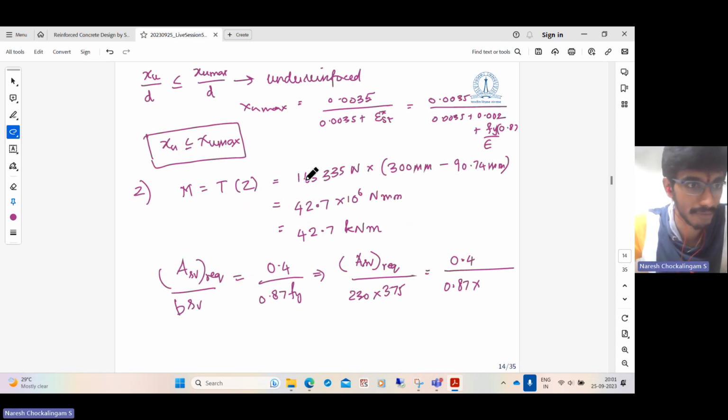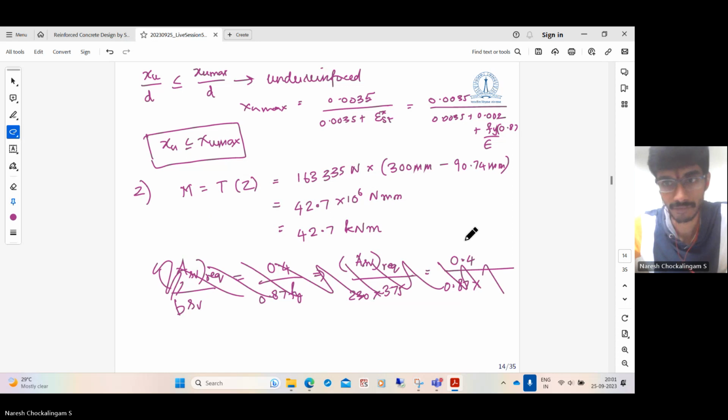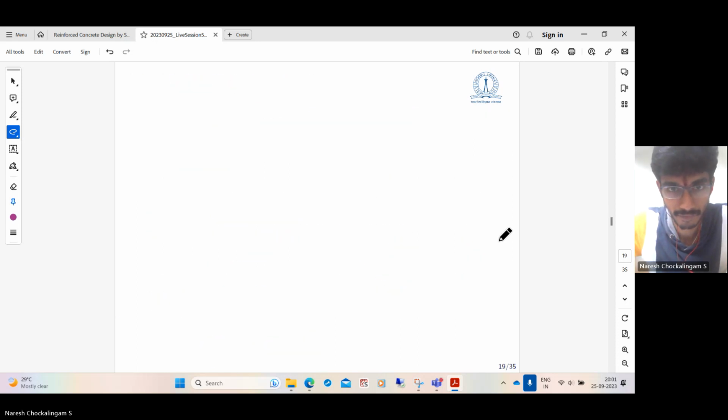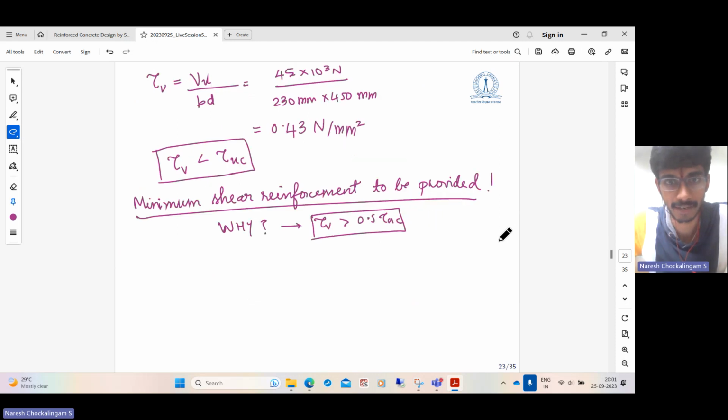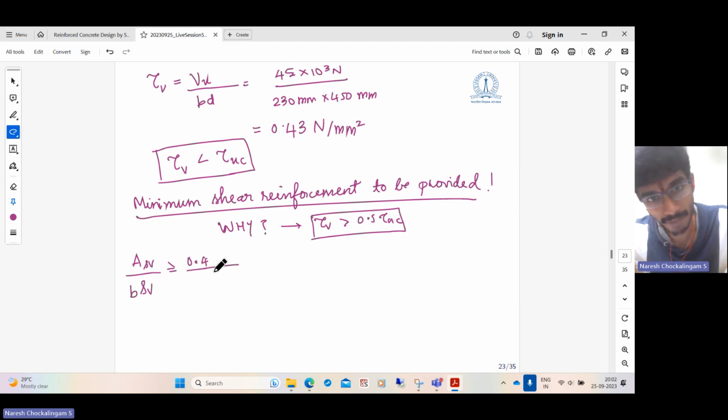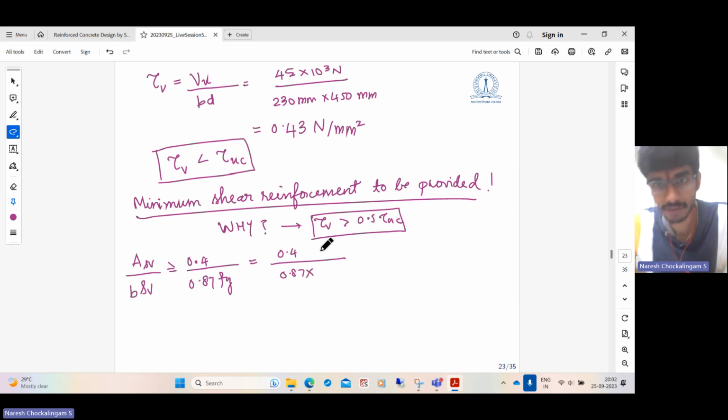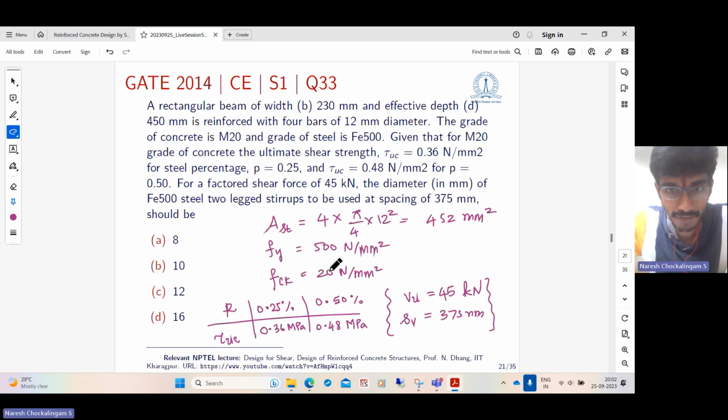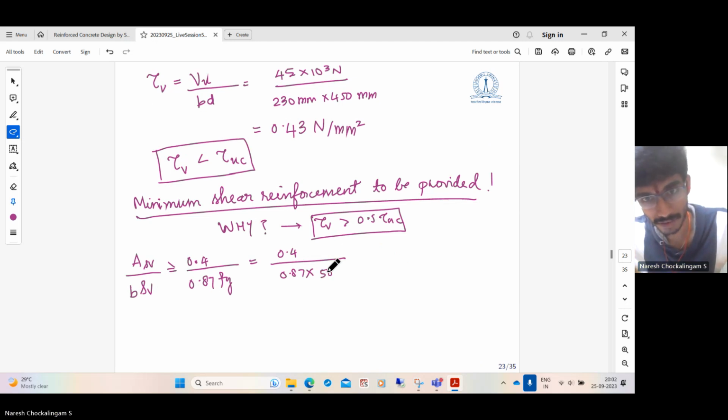Oh, sorry, I was writing in the wrong page. Yeah, here. So Asv divided by b into Sv is greater than or equal to 0.4 divided by 0.87 fy. So right hand side is fully known. What is this? 0.4 divided by 0.87 into what is the grade of steel? Grade of steel is Fe 500. Left hand side, what is Asv?